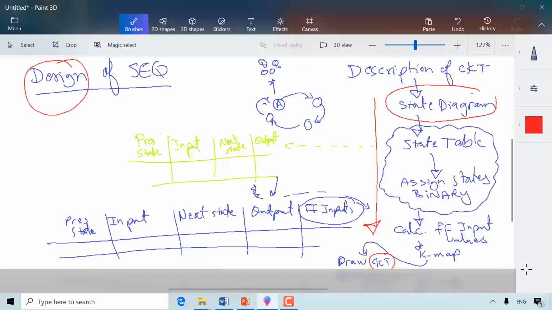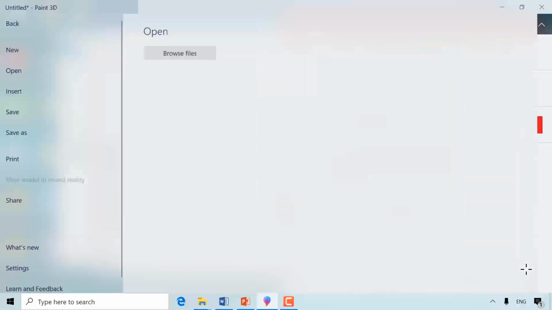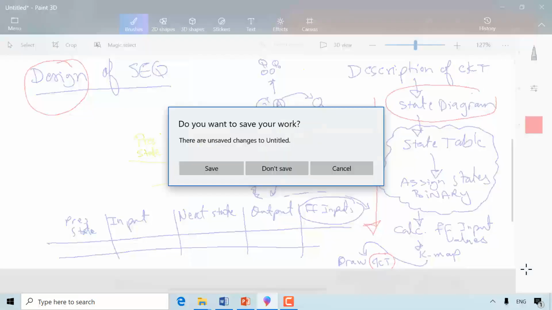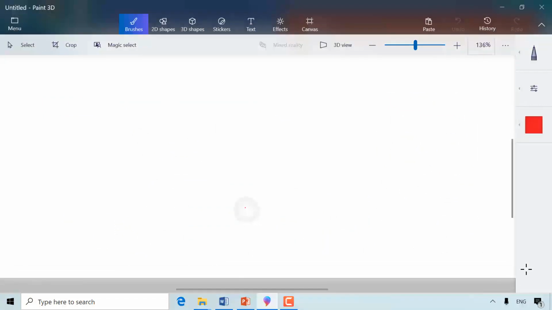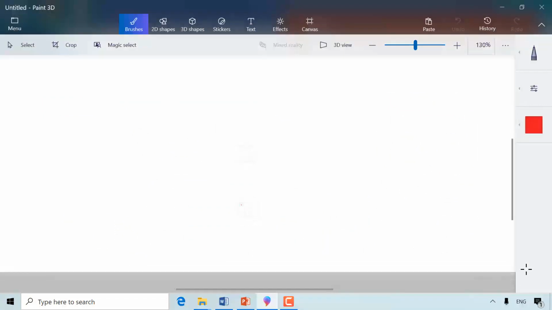So let's take an example, and this example should illustrate what we want to do. The example says we want to implement a sequence detector, or recognizer. Both are the same.